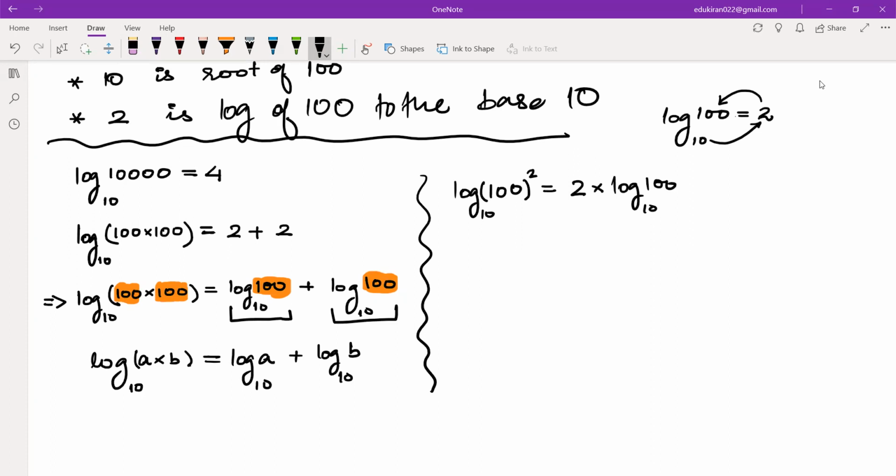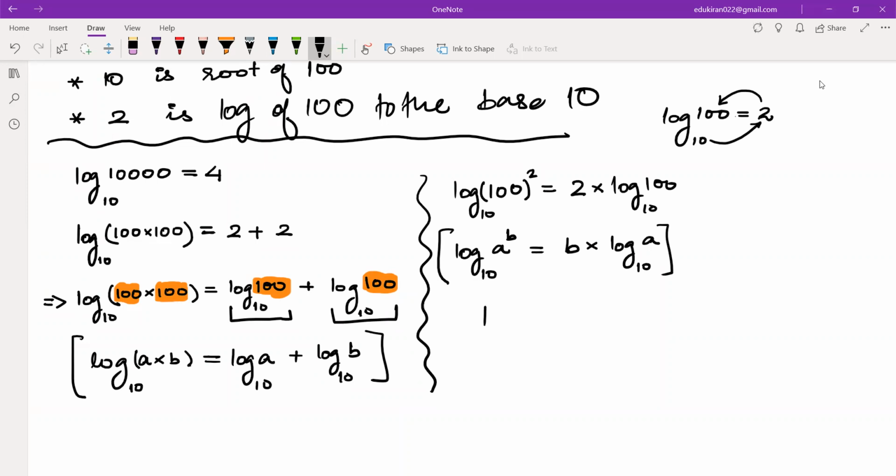No, sir. That means you can see now what is happening. This 2 is coming down. Yes or no? Can you see this? Yes, sir. If you have anything in the exponent, this will come down. It will be multiplied then. This is the product rule. This is the power rule. The power rule says that log to the base 10 of a to the power b is equal to b times log of a to the same base. Fine. So these are the two rules: the product rule and the power rule. Any problem? No, sir. No problem.